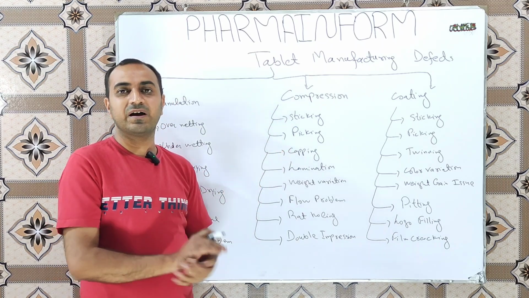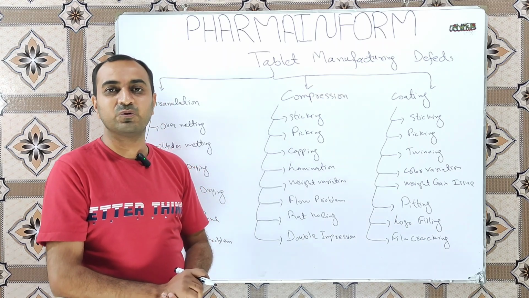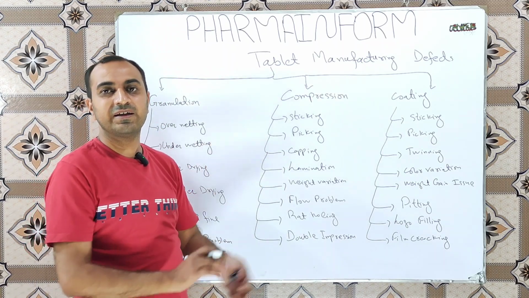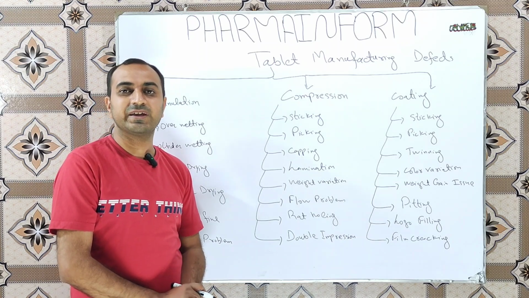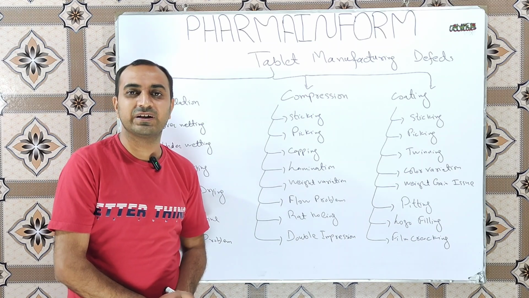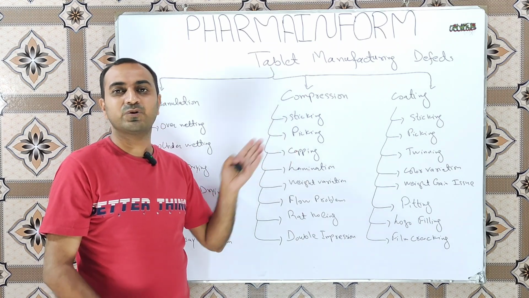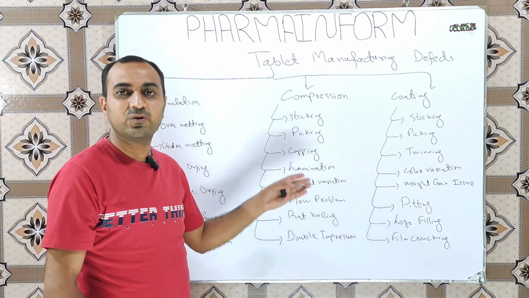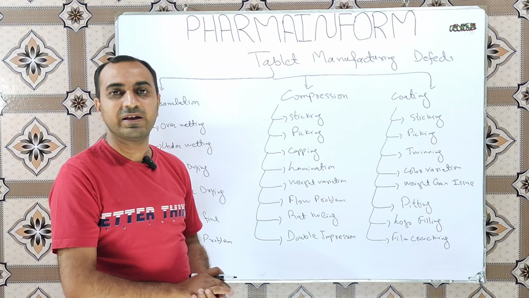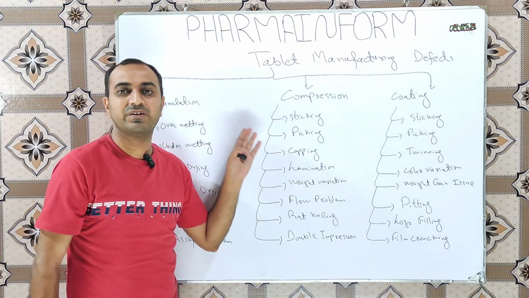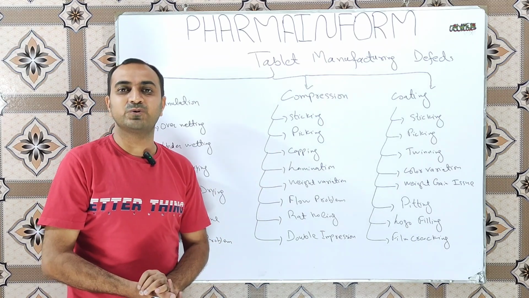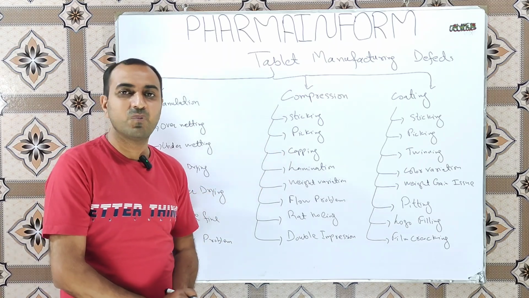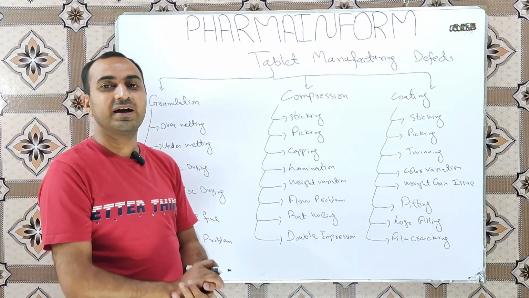Basically, sticking and picking are observed if our granules are not properly dried. Mean if our moisture content is very high, it will result in the sticking and picking. If our formulation contain more fine, it will also result in the sticking. So always try to dry your granules according to the requirement and reduce the moisture content to prevent sticking and picking, and also try to reduce the fine if you are observing the issue of sticking due to the more fine.